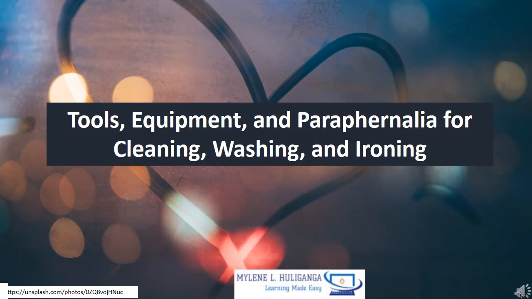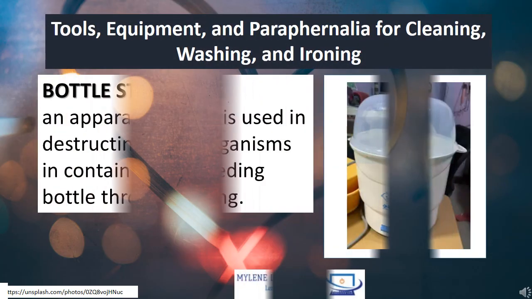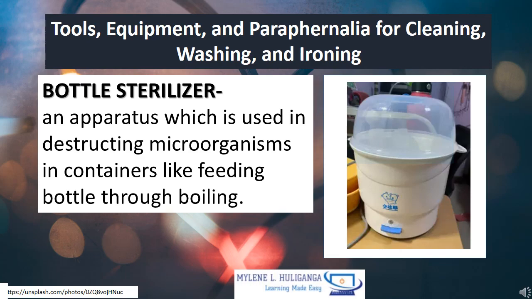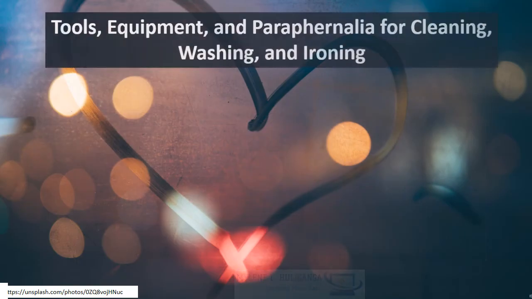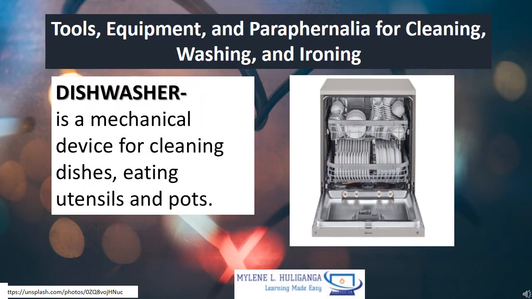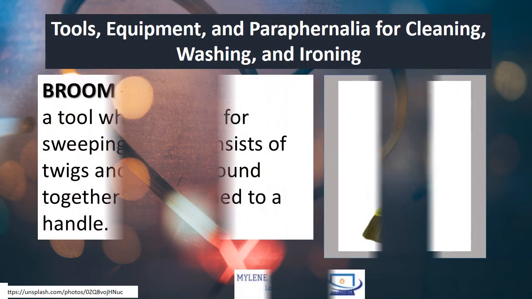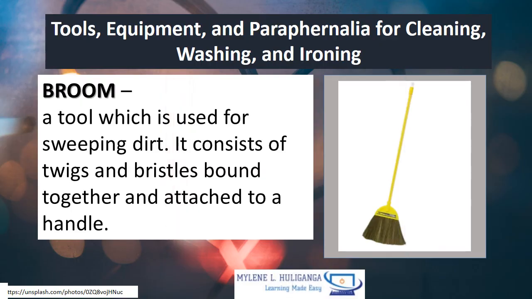The following are the tools, equipment, and paraphernalia for cleaning, washing, and ironing. First is the bottle sterilizer, an apparatus which is used in destroying microorganisms in containers like feeding bottles through boiling. Dishwasher is a mechanical device for cleaning dishes, eating utensils, and pots. Broom, a tool which is used for sweeping dirt. It consists of twigs and bristles bound together and attached to a handle.